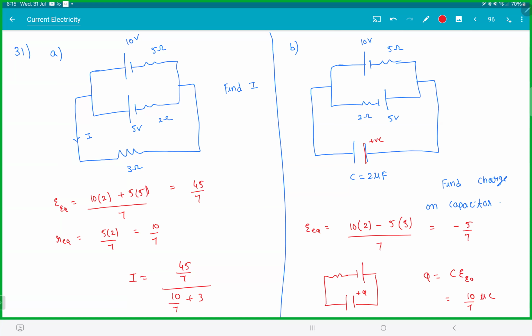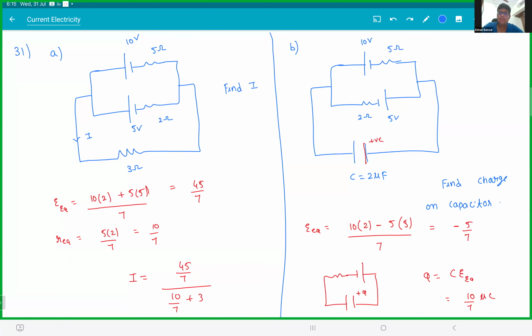Clear? So when you say E1, it means you're assuming E1's terminal is the positive side. If you get negative, it means you are wrong. The other side is the positive terminal. So the sign will take care of it. In this case, even though the 10 volt battery looks like the strong one, in reality, the 5 volt is the strong one. The other has too much internal resistance.